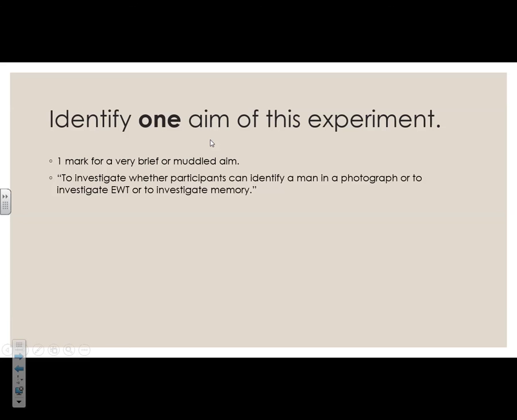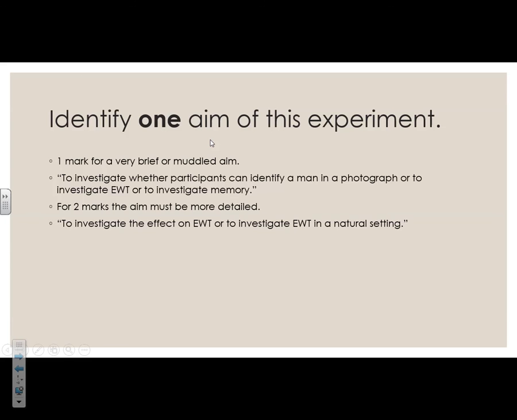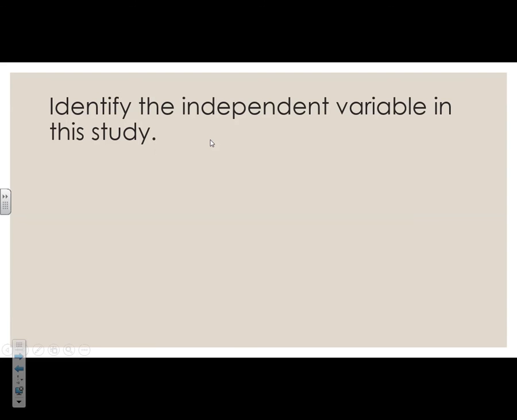1 mark for a brief or muddled aim, so to investigate whether participants can identify a man in a photograph, or to investigate eyewitness testimony, or to investigate memory. So it's half there. And then for 2 marks, the aim must be detailed. To investigate the effects on eyewitness testimony, or to investigate eyewitness testimony in a natural setting. So either of those would have got you the 2nd mark.